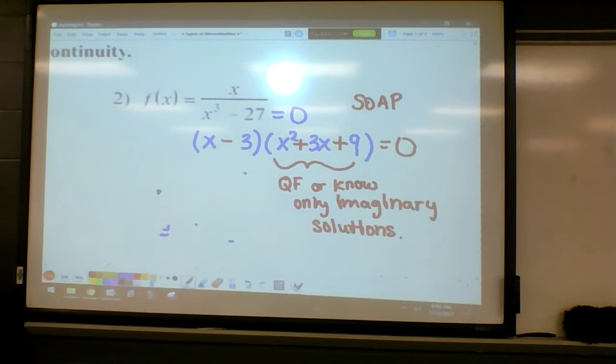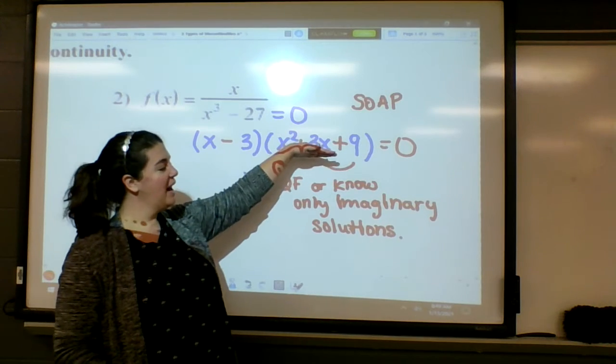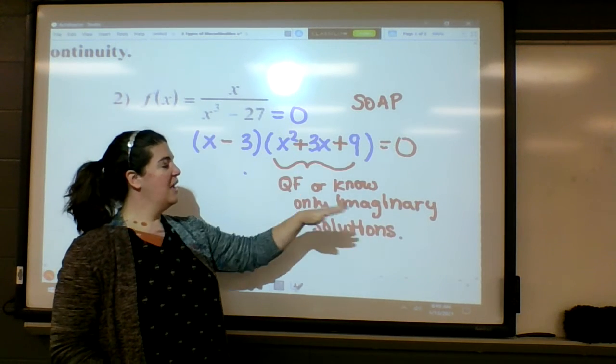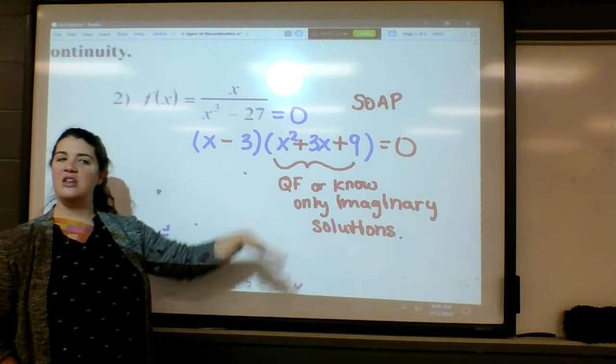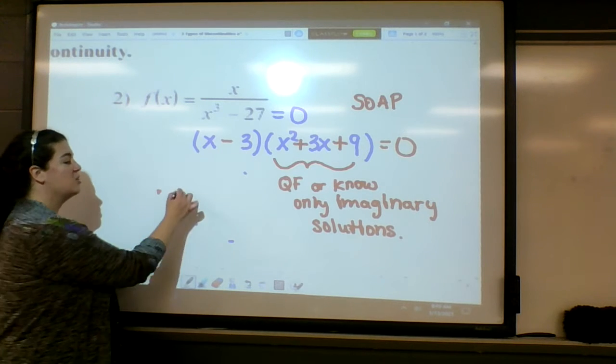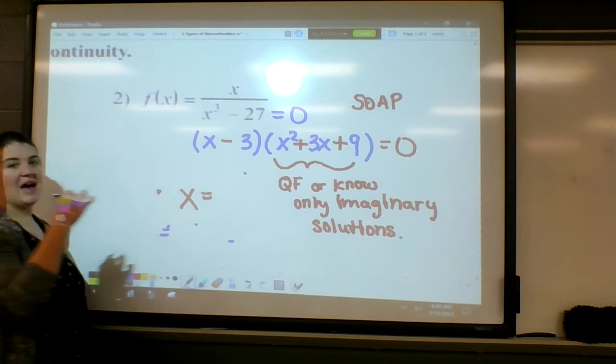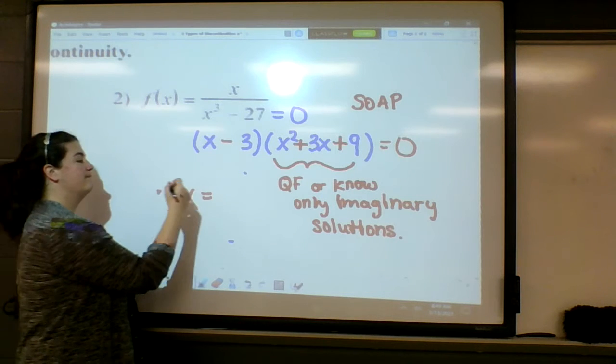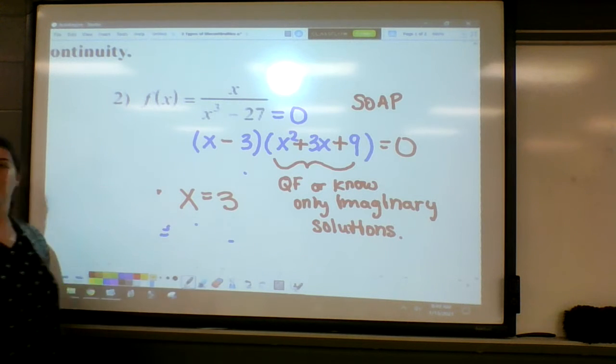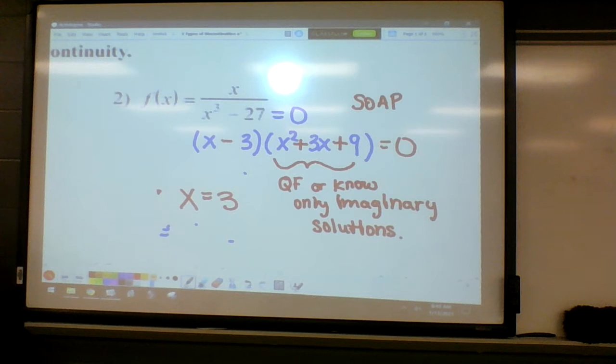And we don't really want to know the imaginary discontinuities here, right? We just want to know the real x values because when we go to graph, we only want the real x values. And so whenever you're doing this, you can know that this quadratic from the sum or difference of cubes is only imaginary solutions, so there's nothing you have to do to continue that. So there's only one discontinuity here, and it is at x equals 3. One discontinuity, x equals 3.